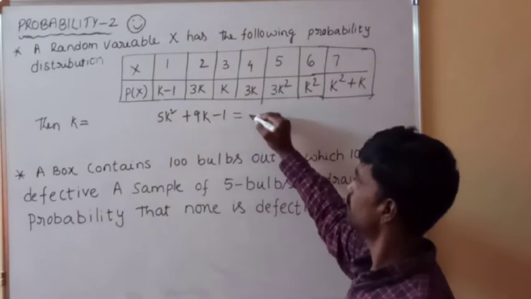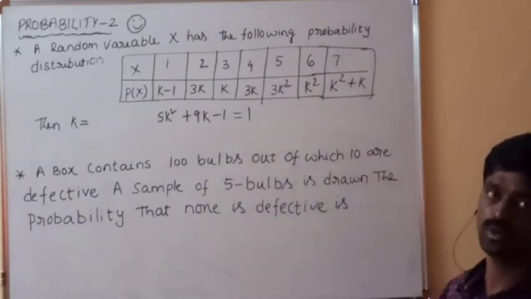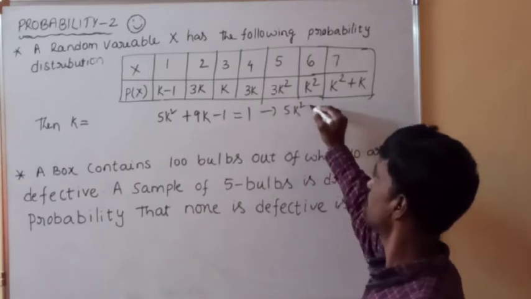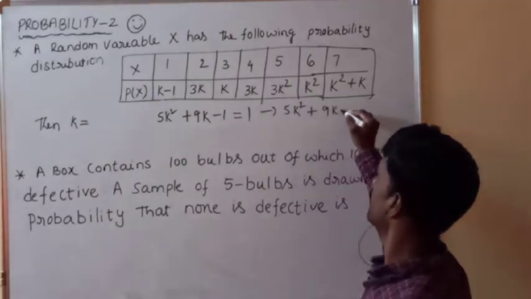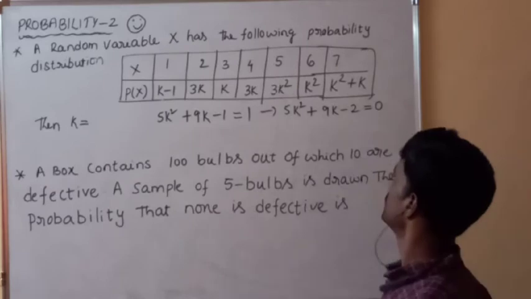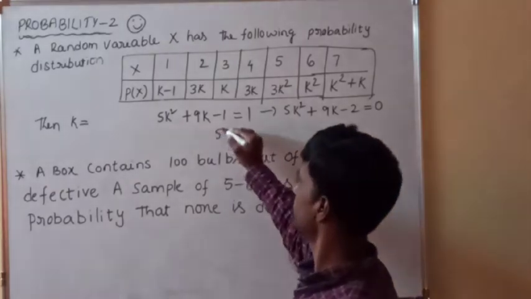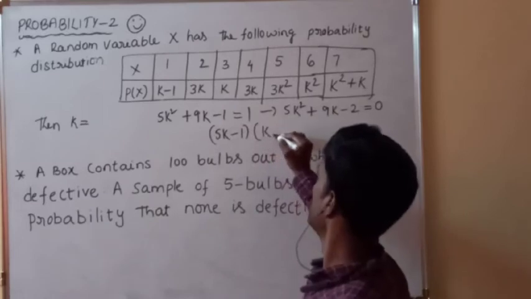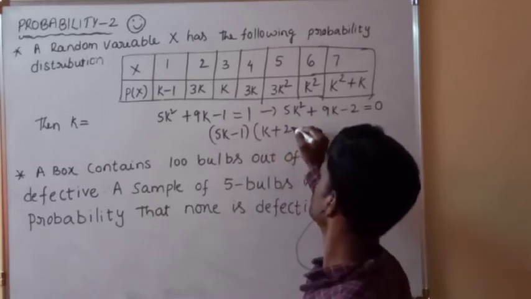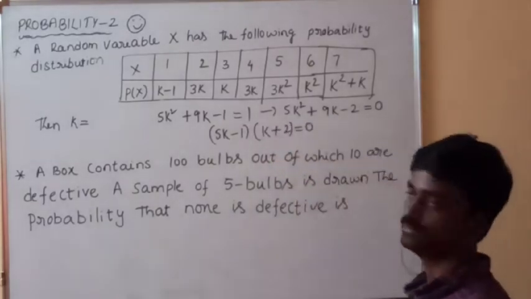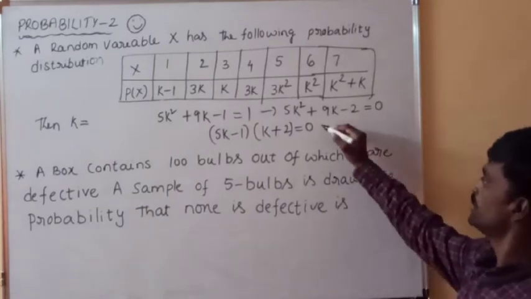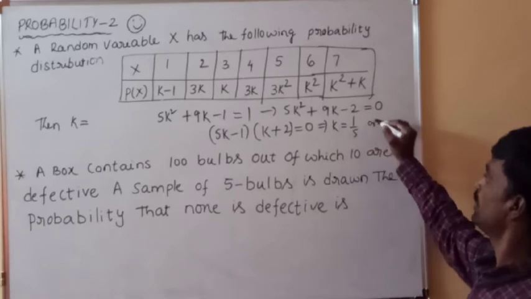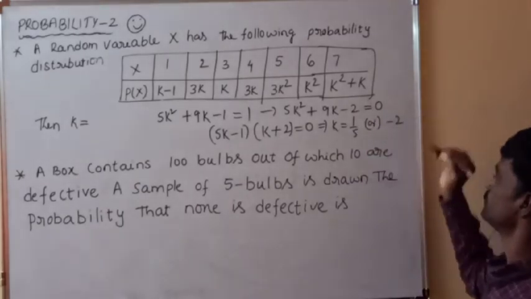But the concept is the sum of the probabilities must be equal to 1. So now solving this quadratic equation: 5k square plus 9k minus 2 is equal to 0. After factorizing, you will get the factors (5k minus 1)(k plus 2) is equal to 0. On solving this equation, you will get k value is 1 by 5 or k value is minus 2.